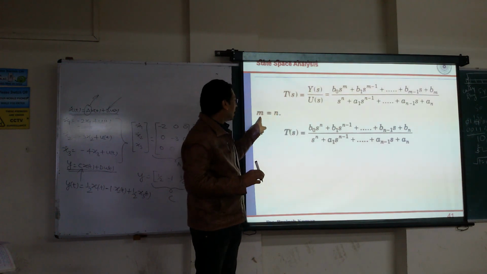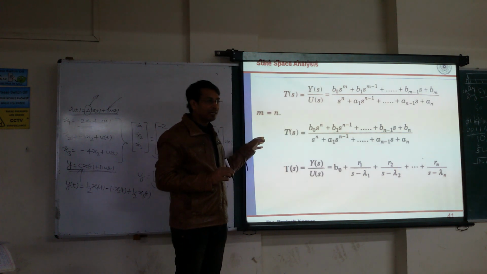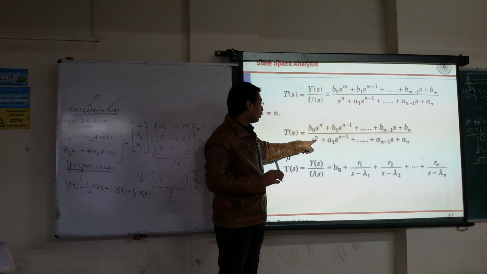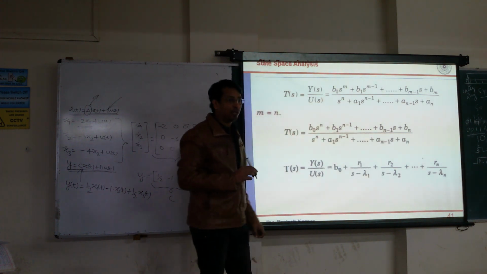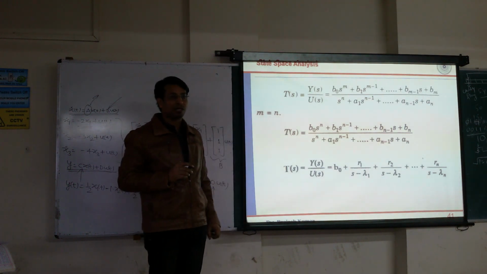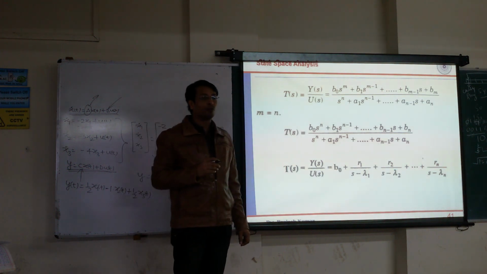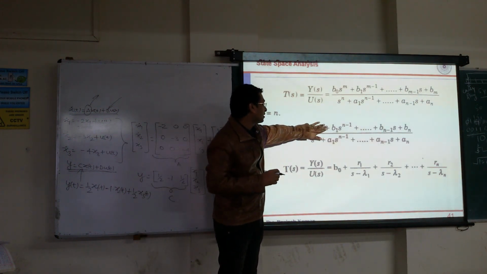We have taken m is equal to n. Why have we taken m is equal to n? Because it represents the general case. By taking m is equal to n, you will get the same order in numerator and denominator, means the same highest power. And you know from your class 12 partial fractions that if the power of numerator is equal to the power of denominator, then before performing partial fractions, you have to divide and get the proper fraction.